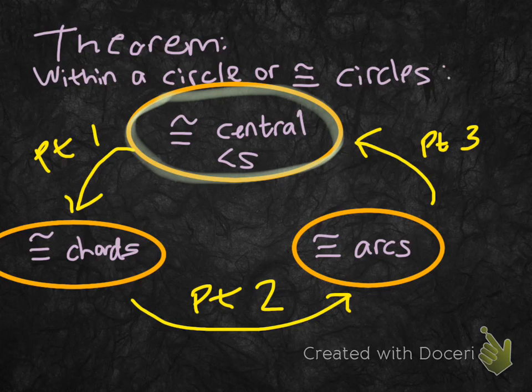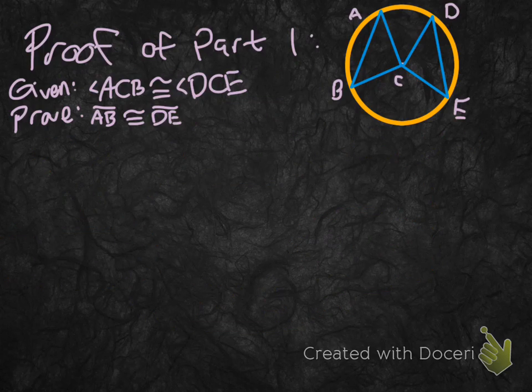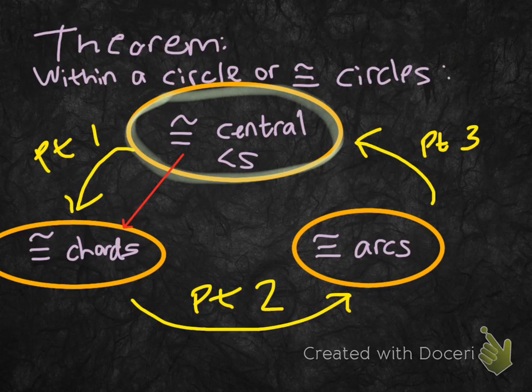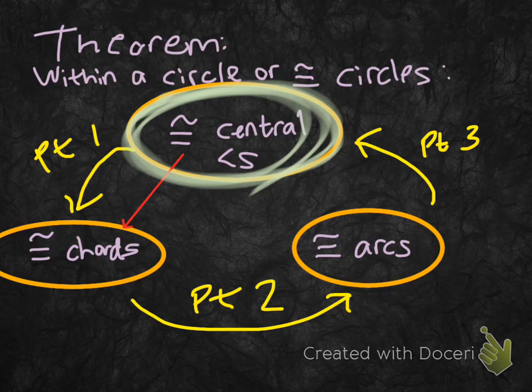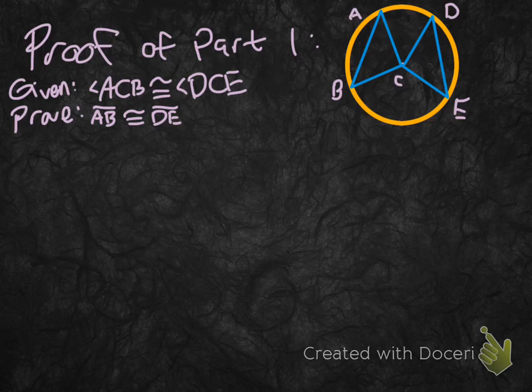We're going to prove part one here. So we're going to prove specifically this connection right now. So the proof of part one, it says that we're given the central angle, again looking back here, given this, we want to prove that the chords are also congruent. So we're given that ACB, which is this angle here, is congruent to angle DCE, which is this angle here.